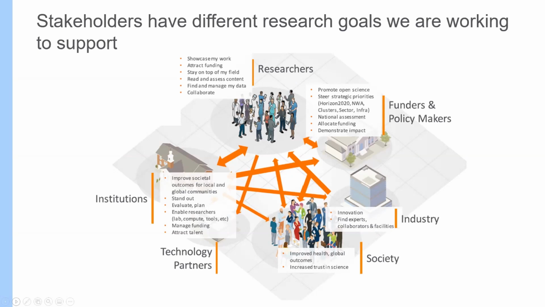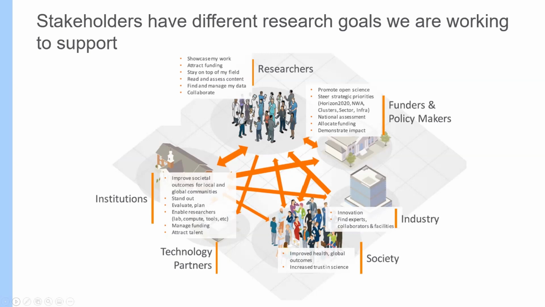And if you go down, we have industry. So they are focused very much on innovation, but also they want to find experts. They want to find collaborators, facilities to go further. We have society. And society goals are quite big goals to, for example, improve health, global outcome, and increase trust in science. This goes with society. We really see the need to increase the trust in science, especially right now.